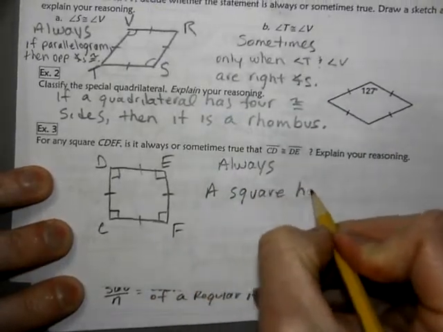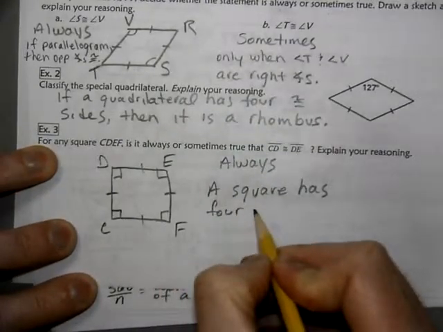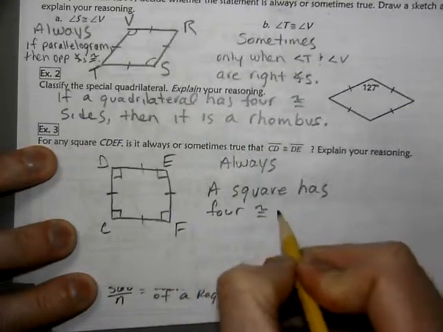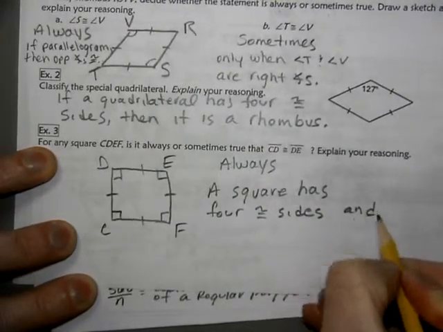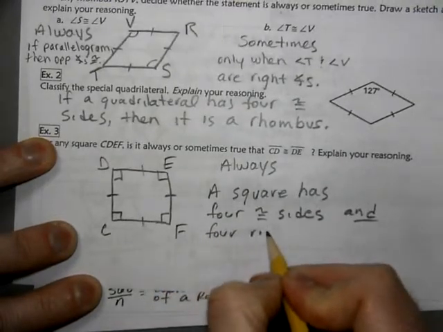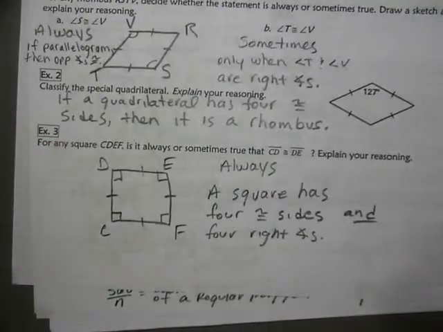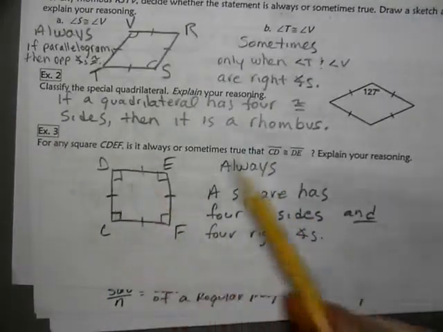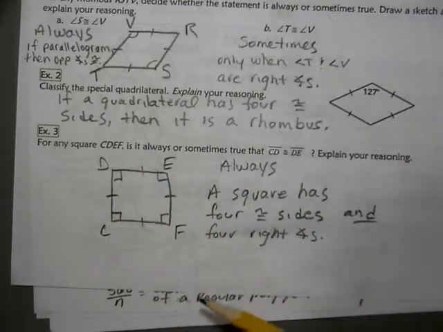A square has 4 congruent sides and, very importantly, 4 right angles. The question is, are the consecutive sides congruent? And the answer is yes, they're always congruent because all 4 sides are the same.